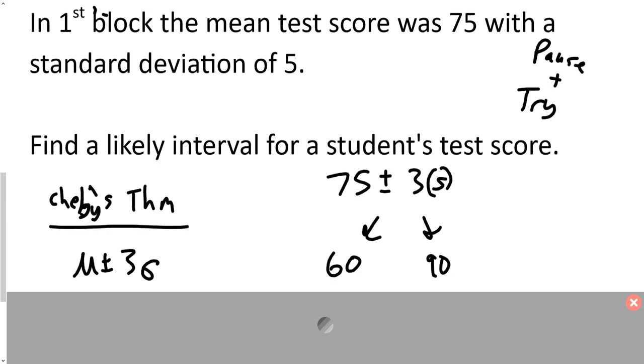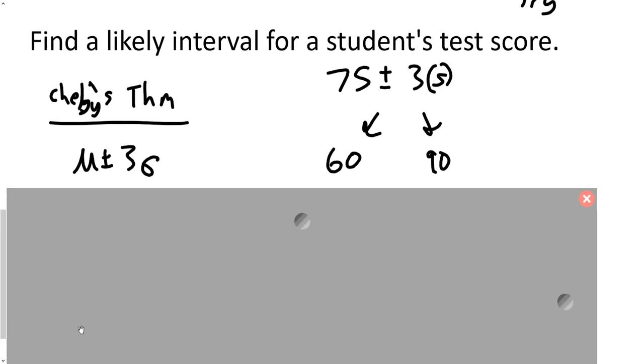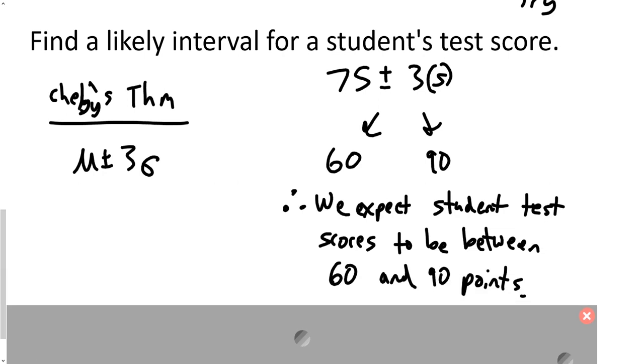So hopefully you tried it, and because we are looking at a distribution that we don't know much about, we're going to use Chebyshev's theorem, where the mean plus or minus 3 standard deviations will give us our likely range. Anything outside of that range would be considered unusual. So our likely interval would be 75 is the mean, plus or minus 3 times 5, where 5 is the standard deviation. That gives us 60 and 90 as our lower and upper bounds. And what we can conclude from that is that we would expect student test scores to be between 60 and 90 points.